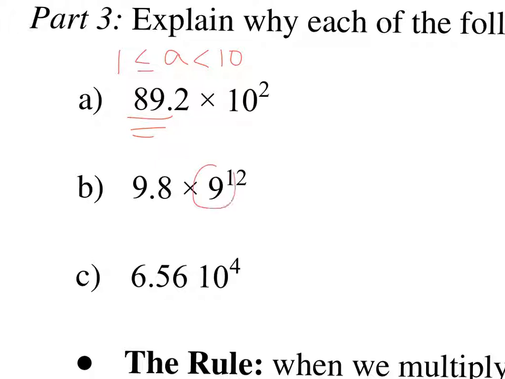B is not, because it's written in base 9. It should be 10 to the 12th power. And then C is not, because you're missing a multiplication symbol. So for scientific notation, the number needs to be at least 1 and less than 10. You need a multiplication sign, and then you need times 10 to the whatever power. So it needs to take that format.